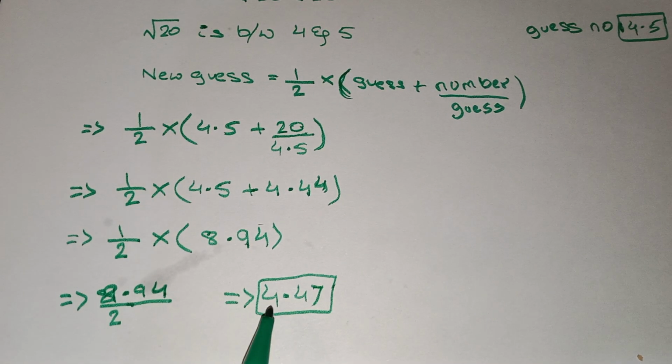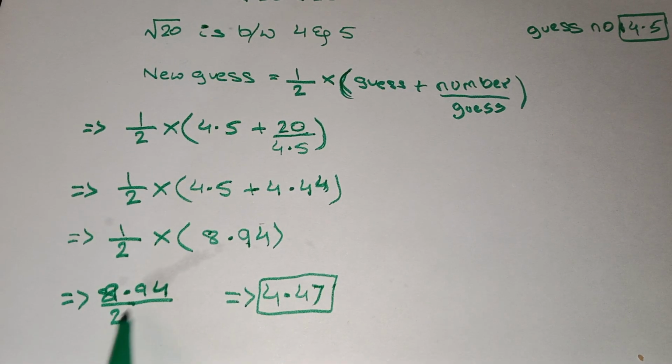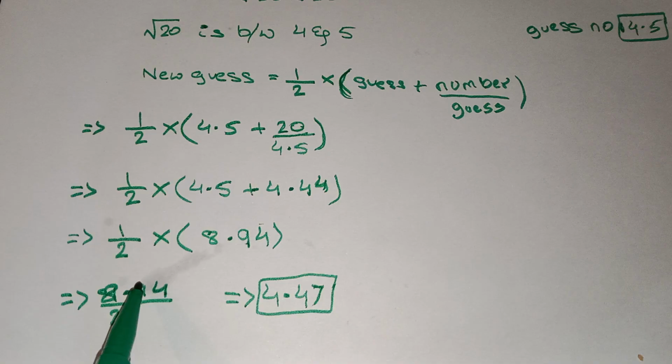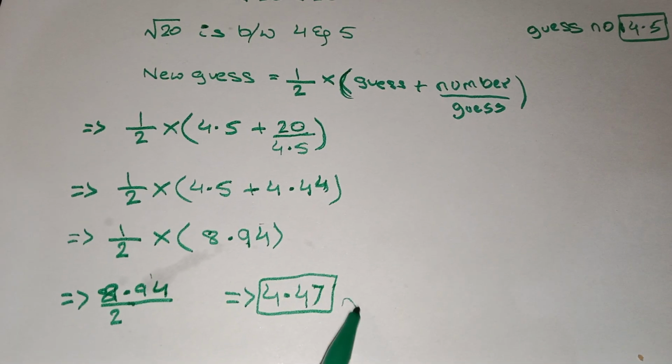2 4 is 8. 4 will be written over here. Point. We will apply the point over here. Then 2 4 is 8. 4 will be written over here as it is. Then 1 carry to 14. 2 4 is 8. 4 point 4. 2 4 is 8 again, and then carry on 14 will give you 2 7 is 14, so 4.47 is the answer of the square root of 20.